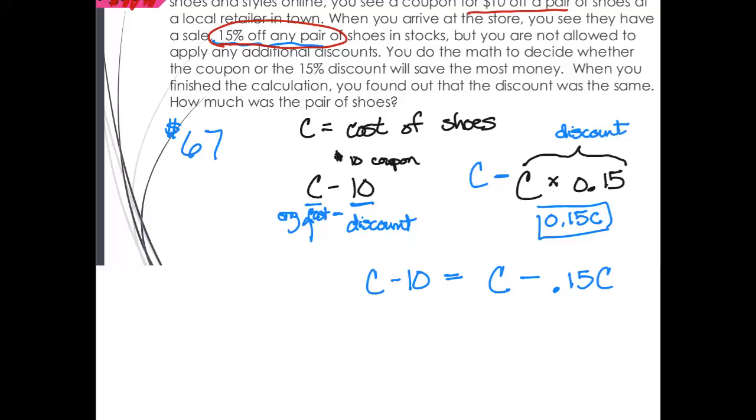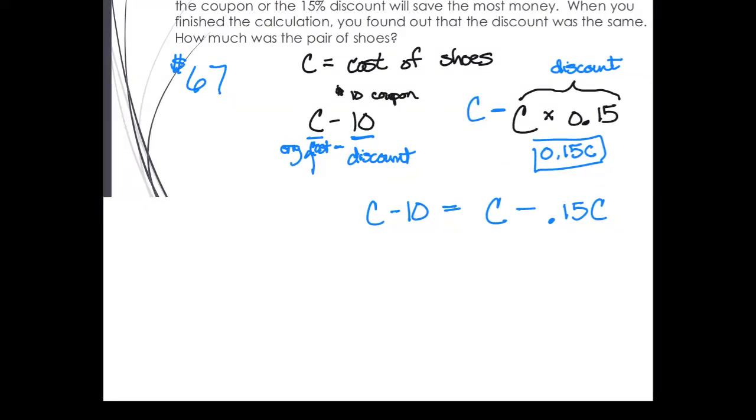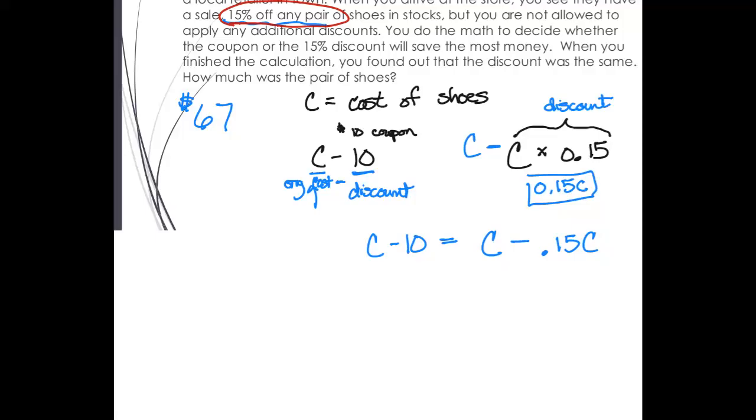0.15 C. Well, we got a lot of C's there. Okay. I need to solve for C. I need to find out what is the original cost of the shoes. So I need to get all those C's together. What is C minus 0.15 C? What's my coefficient in front of the C here? 1. So 1C minus 0.15 C.